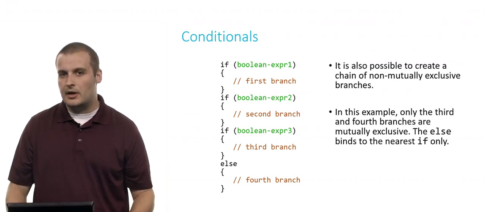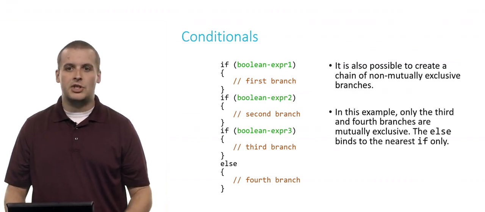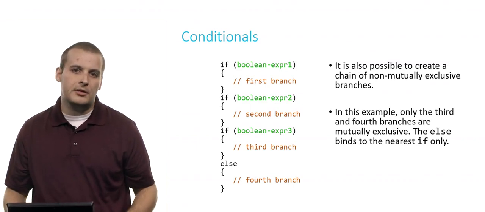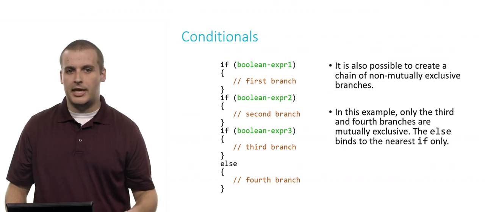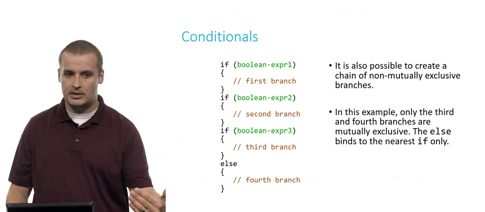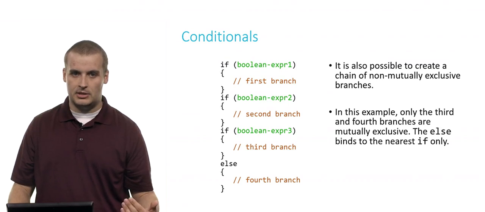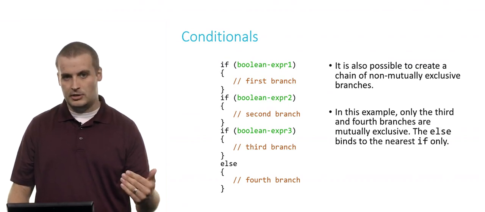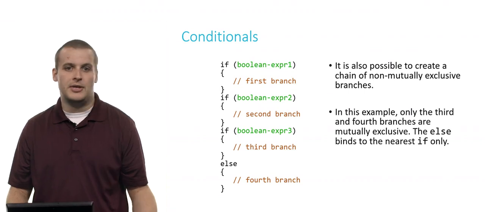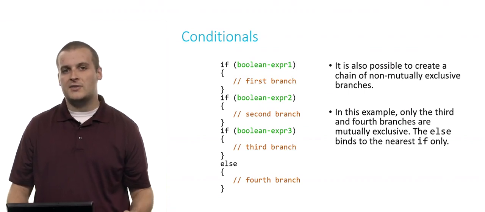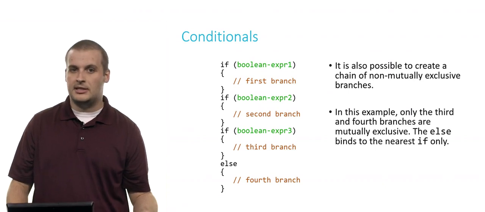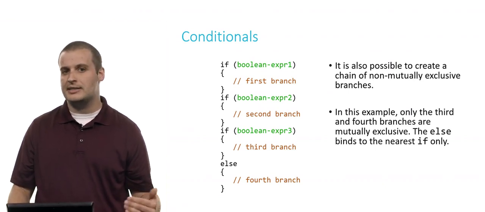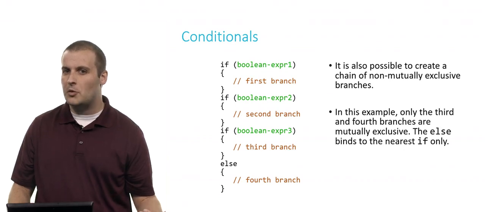It is possible, though, and sometimes very useful, to create a chain of not mutually exclusive branches. In this example, only the third and fourth branches are mutually exclusive. It could be that you could satisfy the first condition, and you could satisfy the second condition, and you could satisfy the third condition, in which case you would go down the first branch, then the second branch, then the third branch. Or perhaps you satisfy the first condition and the second condition, but you don't satisfy the third condition. In this case, you go down the first branch and the second branch, and then the fourth branch.